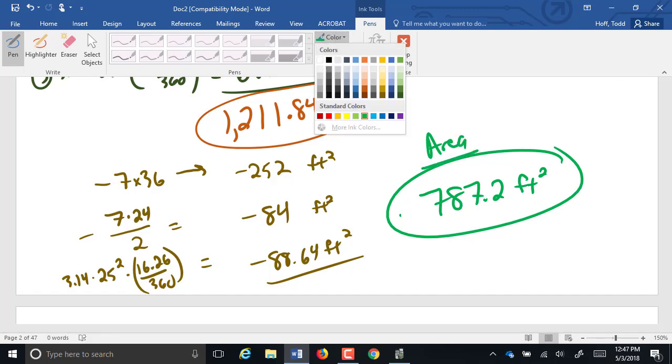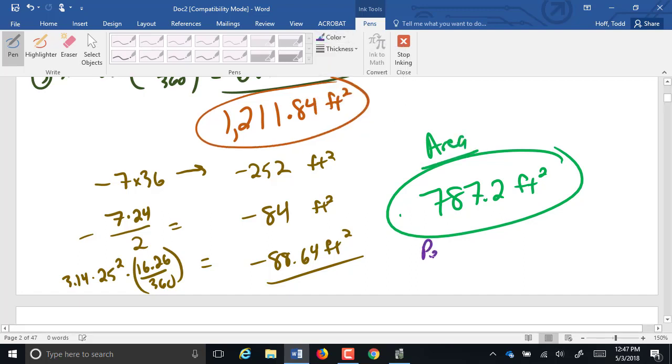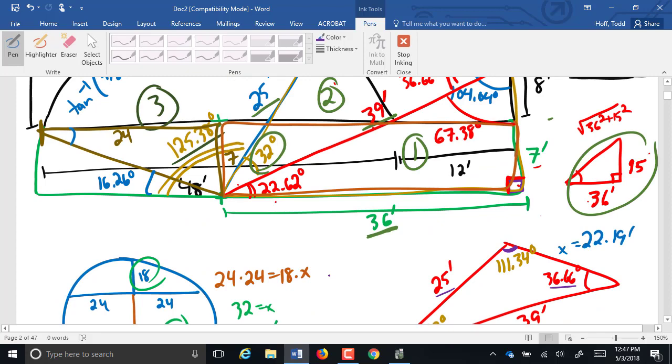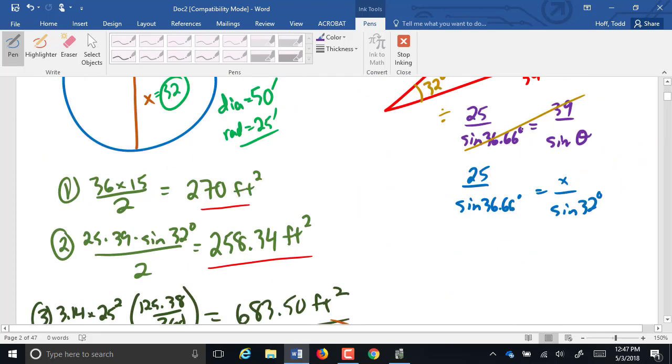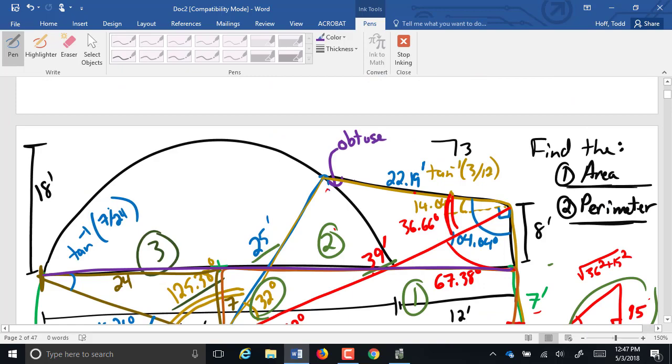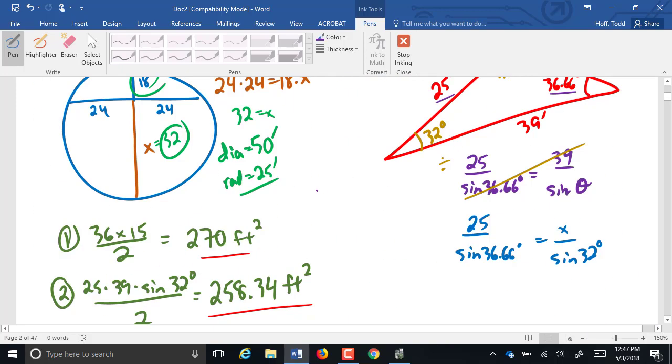How about a perimeter? Mostly, we have that this down here is 48 plus 12 is 60 feet, right? Plus we have the 8 feet on the side, plus 22.19.